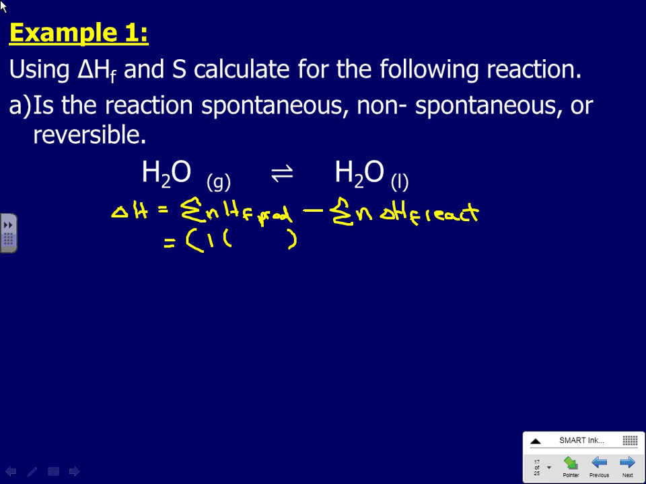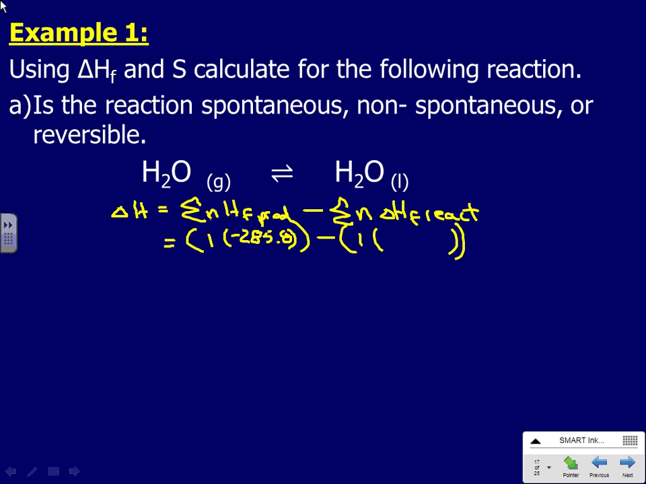What do you got? 0.8? Negative 285.8. We've got to keep in mind what the units are, but we'll put them down at the end. Minus 1. And now I need H2O gas.